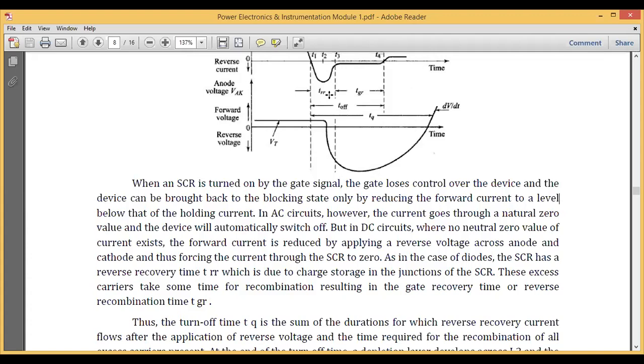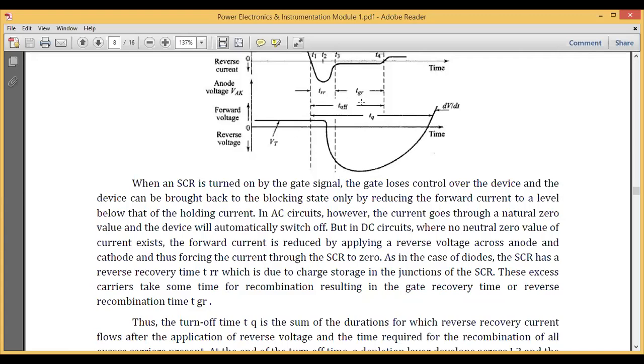And when there is an excess amount of carriers, carriers are nothing but the majority part, because of those excess charge carriers, it takes some time for the recombination, resulting in a gate recovery, or we call it a reverse recovery or recombination time. It is called TGR. What is TRR? TRR is the reverse recovery time. And what is TGR? TGR is nothing but the gate recovery time. These are the two things.